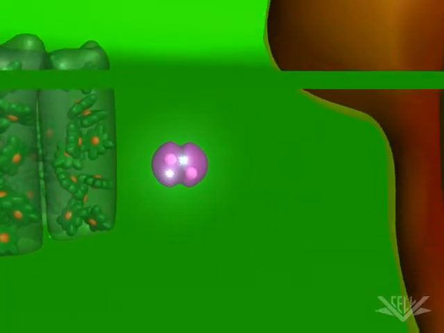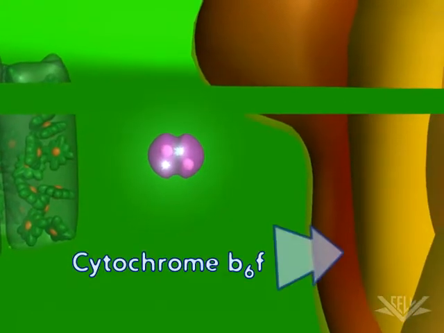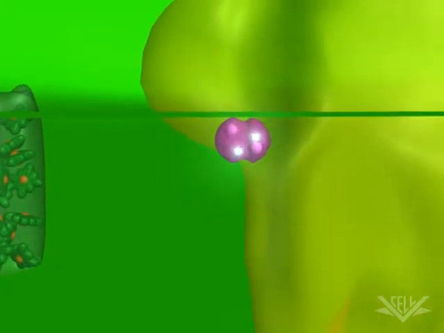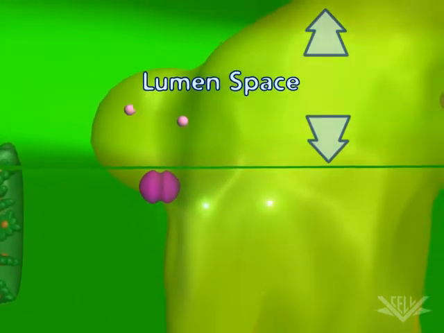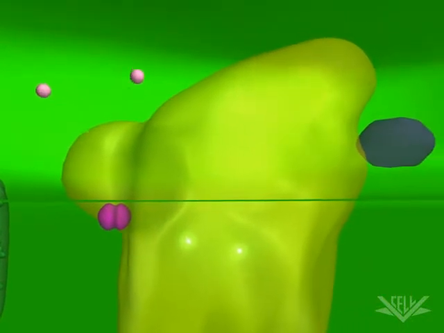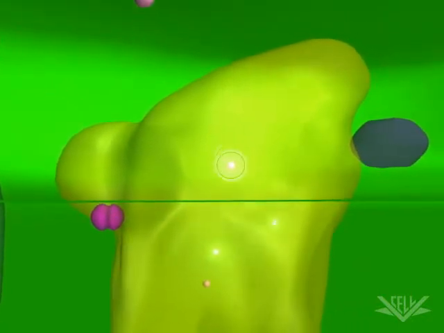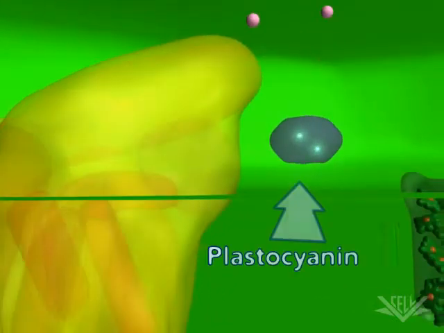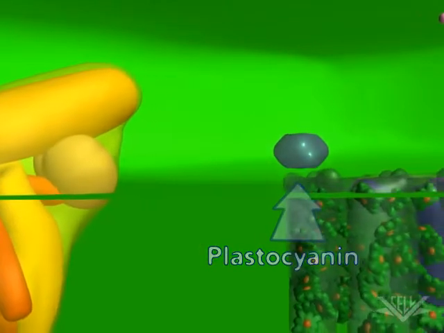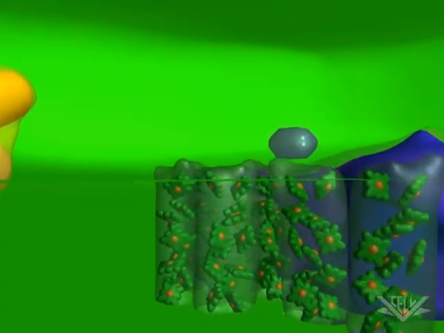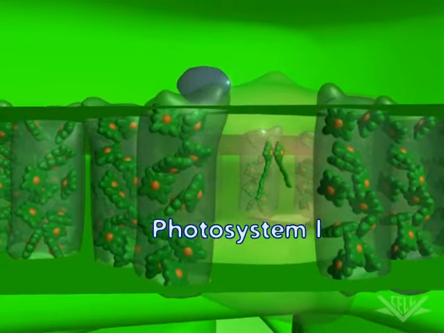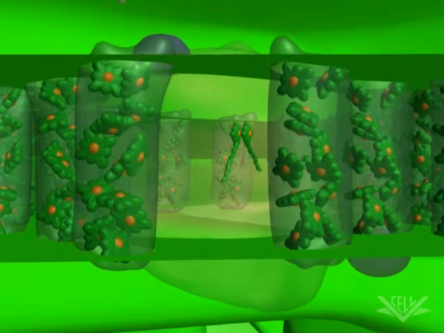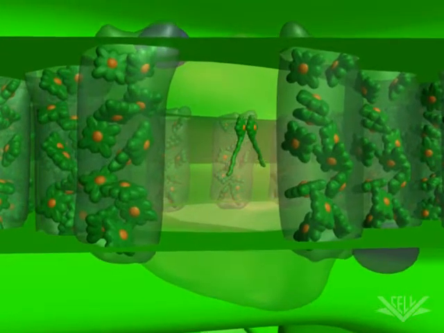Plastoquinone QB then transfers the 2 electrons to the cytochrome b6f complex. The 2 protons it picked up are released into the lumen. These transfers are coupled with the pumping of 2 more hydrogen ions into the lumen space by cytochrome b6f. The electrons are next transferred to plastocyanin, another mobile carrier. Next, the electrons are transferred from plastocyanin to the photosystem 1 complex. It is here that photons again energize each electron and propel their transfer to ferredoxin.